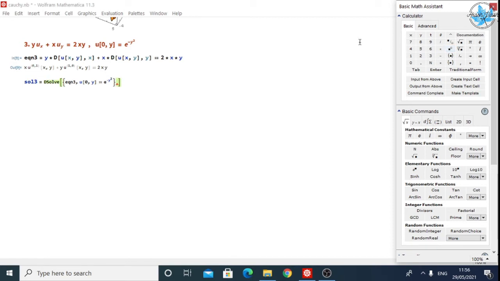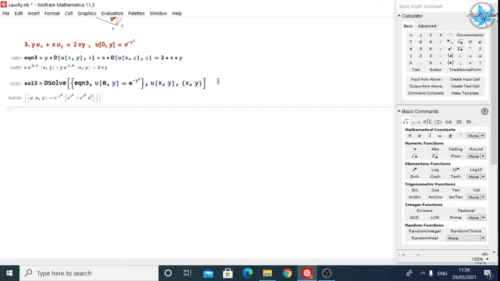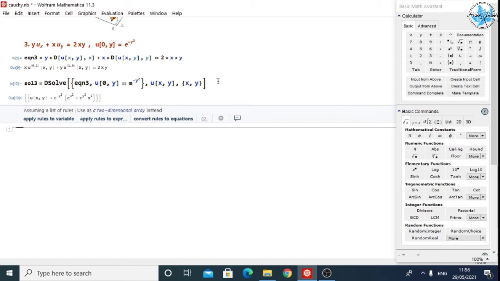So just simply write here, then by separating comma, u of x comma y. So yes, I hope it's clear. And then shift plus enter, then this will be your answer. u of x comma y is equals to e raised to power minus y square, and within the circle bracket e raised to power x square plus e raised to power y square x square. Okay, so this is my solution.